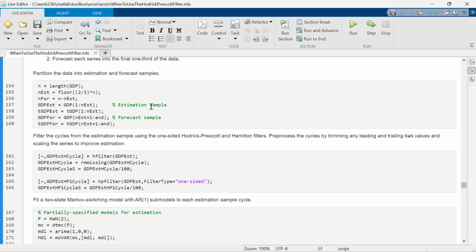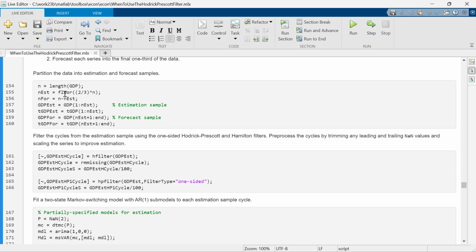We can, and I won't go through all of this code, but quickly what it is, it takes the GDP data, breaks it up, takes the first 2/3 as an estimation sample, and retains the last third of the data as a forecast sample, fits a model to the estimation sample. This is a sample of the cyclical component that comes out of both of the filters, the one-sided Hodrick-Prescott and the Hamilton filter.